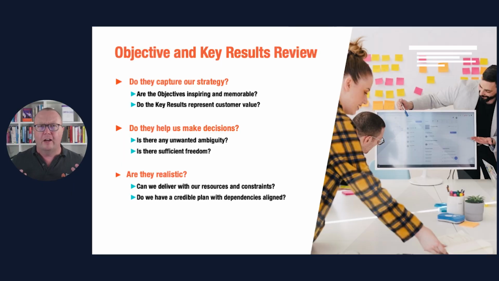Okay, so once you've written your objective and your key results, you want to think about what you are trying to achieve, and this is a way of reviewing your objective and key results to see whether they actually capture what you want them to capture. Firstly, do they actually accurately capture our strategy? If I read these objectives and these key results, does it clarify what we're trying to achieve, really, in the real changes that we're trying to make in our business?